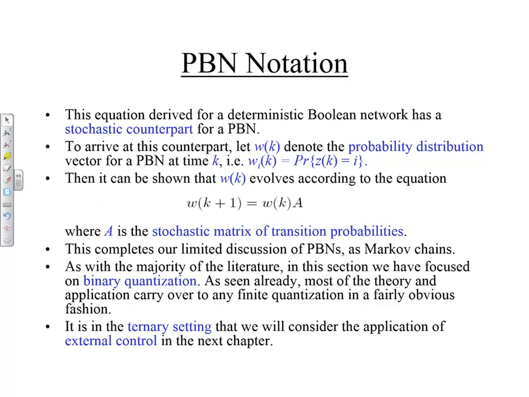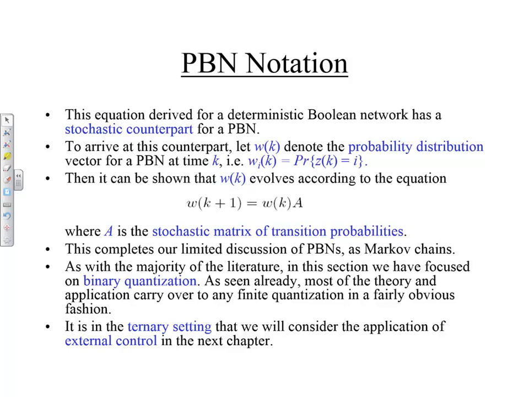So this equation that is derived for a deterministic Boolean network has got a stochastic counterpart for a PBN. To arrive at this counterpart, let Wk denote the probability distribution vector for a PBN at time k. That means you have 2 to the power of n states. Each state will have a certain probability associated with it. So the ith component of this vector is going to be the probability that z at time k is equal to i. Everything has to sum up to 1.